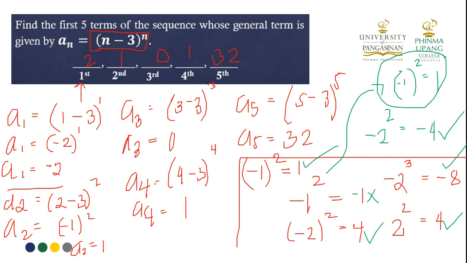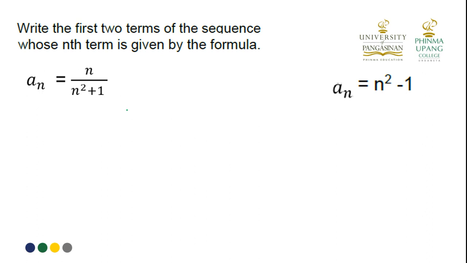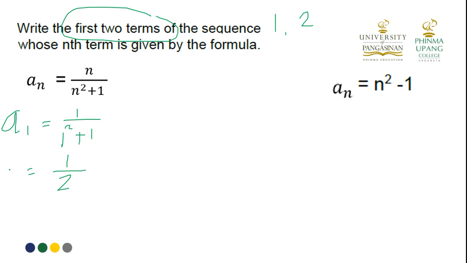Next is write the first two terms of the sequence. So, kukunin lang natin yung first two terms, which is the 1 and 2. So, kunin natin yung a sub 1. What is a sub 1? This is 1 all over 1 squared plus 1. It's equivalent to 1 half. So, the first term is 1 half. Why? Yung n natin dyan, papalitan natin ng 1. That's why 1 half.